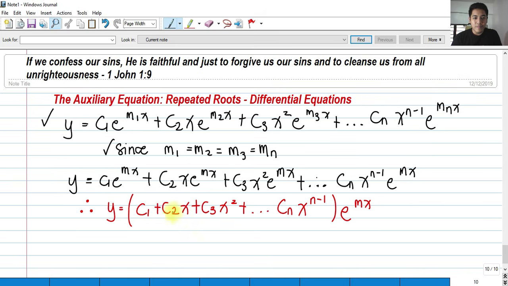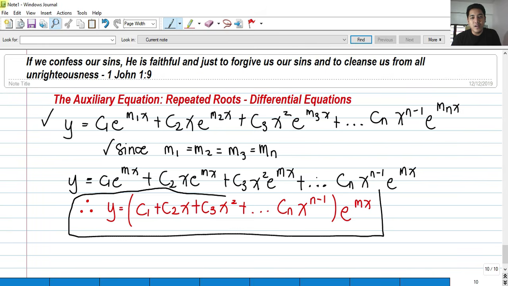such that we will have the general solution for differential equations that have repeating roots: e raised to m x multiplied by the quantity c sub 1 plus c sub 2 x plus c sub 3 x squared plus, until c sub n multiplied by x raised to n minus 1. If our n is 3, then definitely the exponent of x is 2, so x squared. Whatever number it is, x is simply raised to n minus 1. So we have this general solution for our differential equation. Please take note of this.